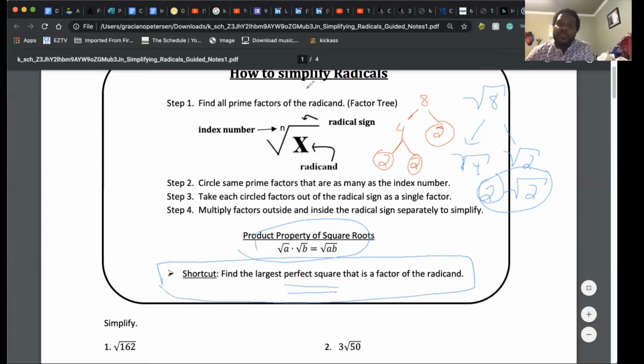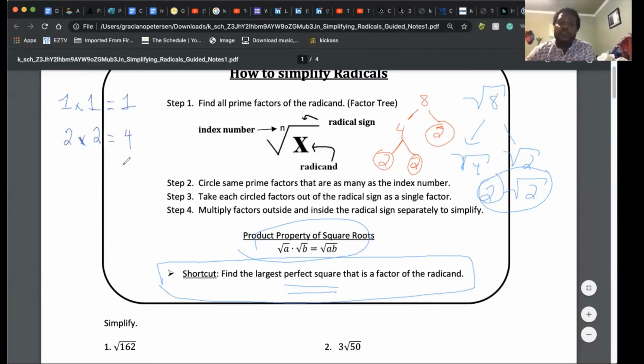So what I need to do is keep a list of perfect squares written down. My perfect squares are the numbers that are products of factors that are the same number. So 1 times 1 gives me 1, right? So that means that 1 is a perfect square because 1 times 1 is 1. What's 2 times 2? 2 times 2 is 4. So 4 is another example of a perfect square. So any number times itself, whatever that product is, is a perfect square.